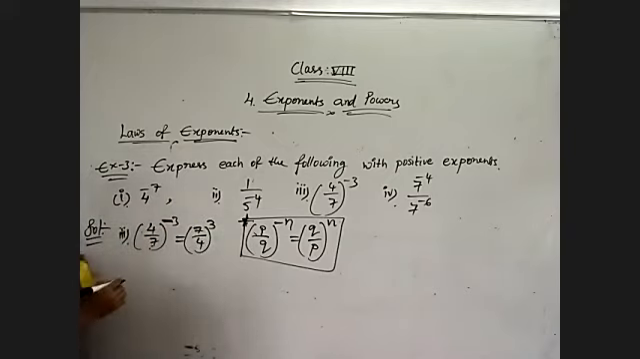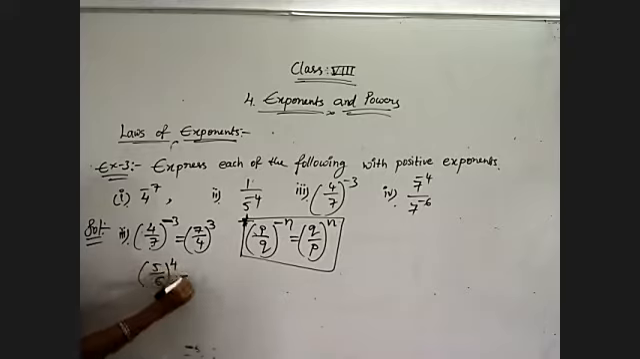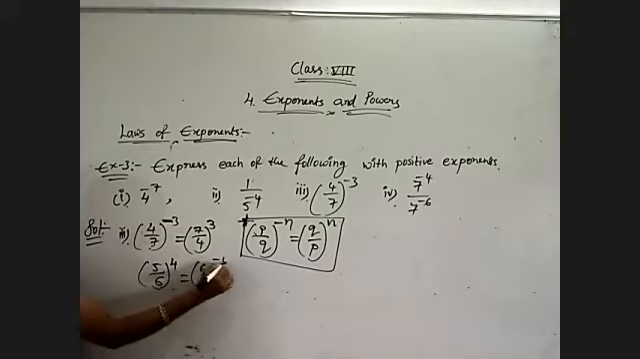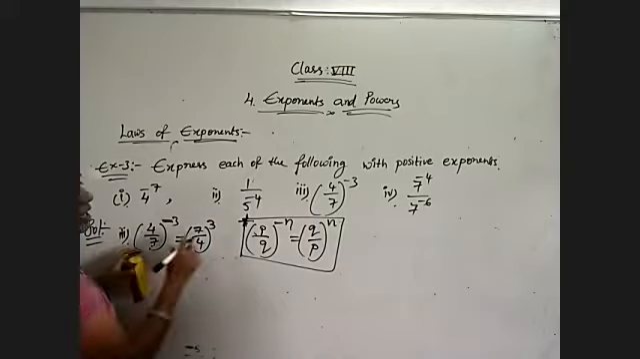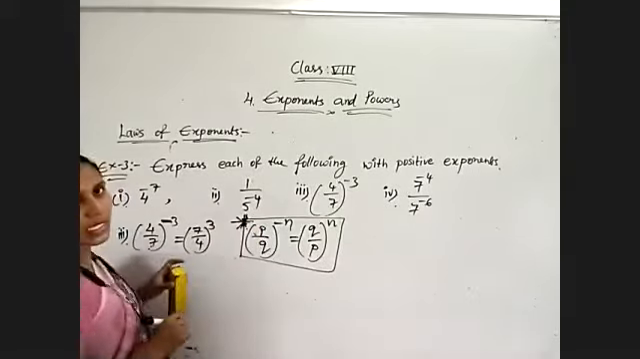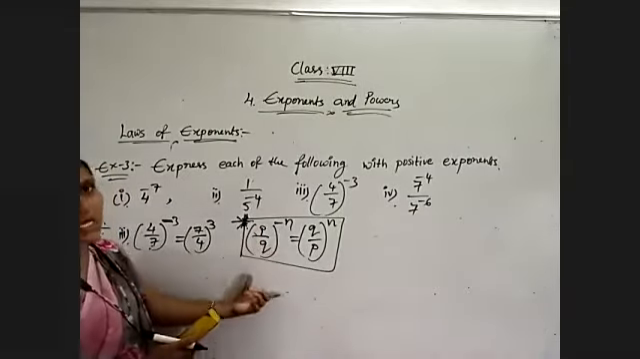Okay, for suppose I have (5/6) whole power 4 and I want to represent it in negative exponent. In that case, it will become (6/5) whole to the power of minus 4. That's it. So this is one of the laws. Remember this one also, in the laws of exponents, place this one also.